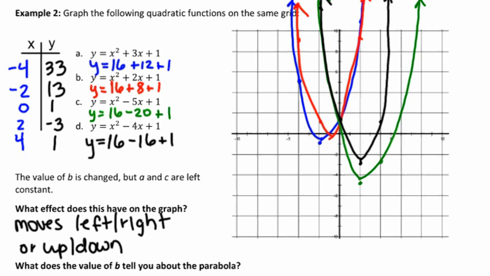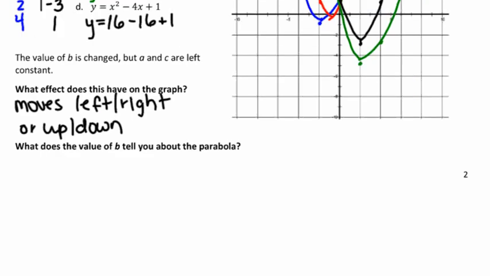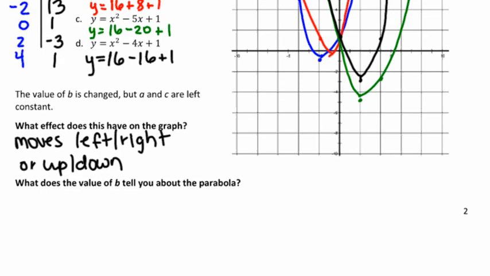What does the value of b tell you about the parabola? So how exactly was that changing? B doesn't tell us a lot, but we do see that it's moving left when our b value is greater than 0. So when it was positive, it moved to the left. And our two negative ones, the green and the black one, moved to the right. So that is something we can tell with our b value.